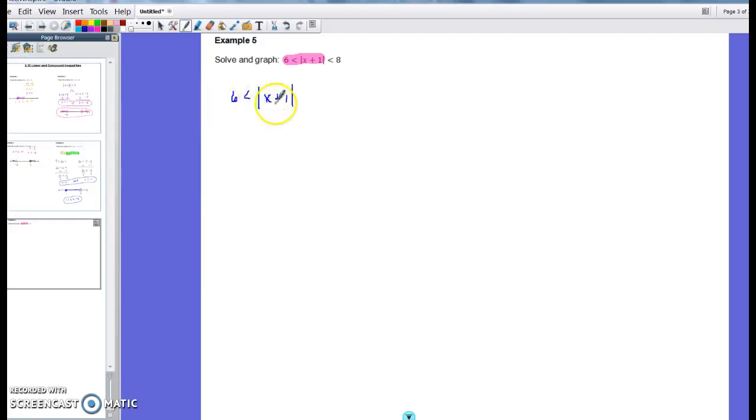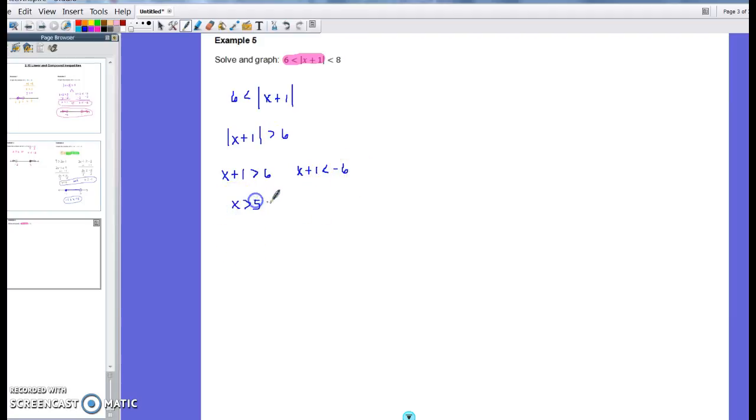Okay, again, I don't like having the variable on the right, so I'm going to flip this around. Absolute value of x plus 1 is greater than 6. Now, I have an absolute value inequality, so I set up my two inequalities. x plus 1 is greater than 6, and x plus 1 is less than -6. Okay, so again, take it out of the absolute value and leave everything else the same. And in the other one, take it out of the absolute value, flip the inequality, and change the sign.